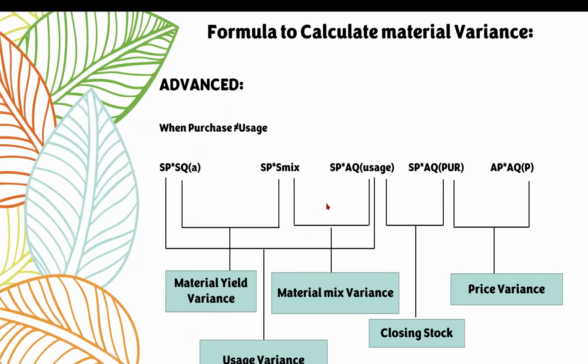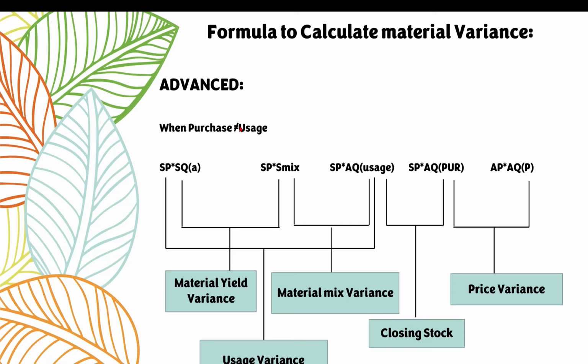Okay, so the difference of the second and third is your material mix variance, and the third and fourth is your closing stock, because what we purchased we have not completely used up, so some stock remained, which will be counted in this closing stock. And the last two will be your price variance. And one more thing, if you subtract the first and the third, it will give the usage variance. So these are for the advanced material variance for the F5 student.